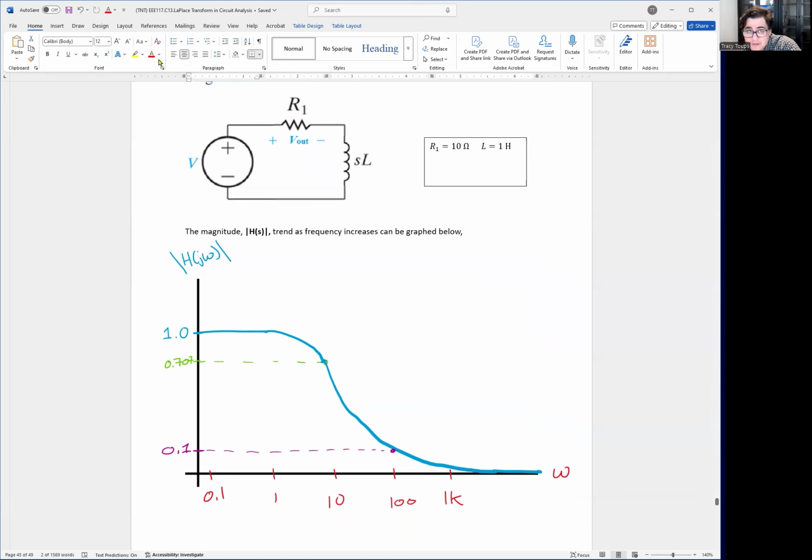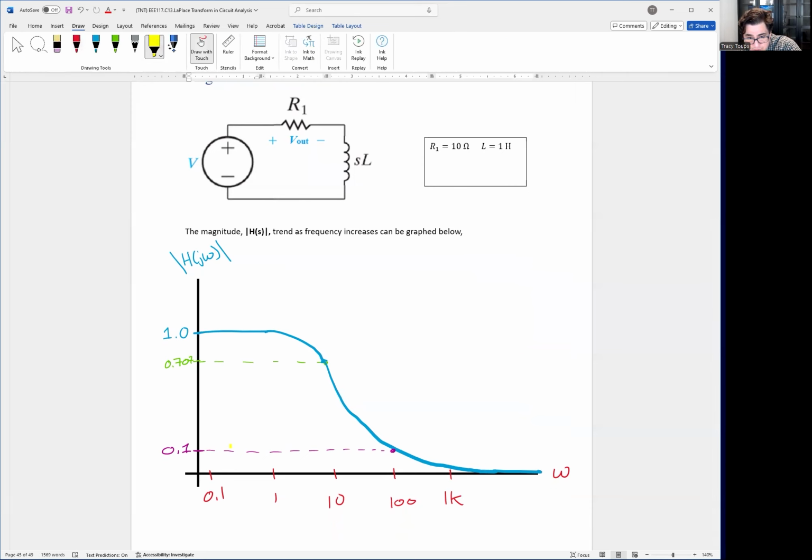Okay. So between here and here, this is where we see that drastic change. And that's important for us because we could design a circuit to use this to our benefit. Okay.